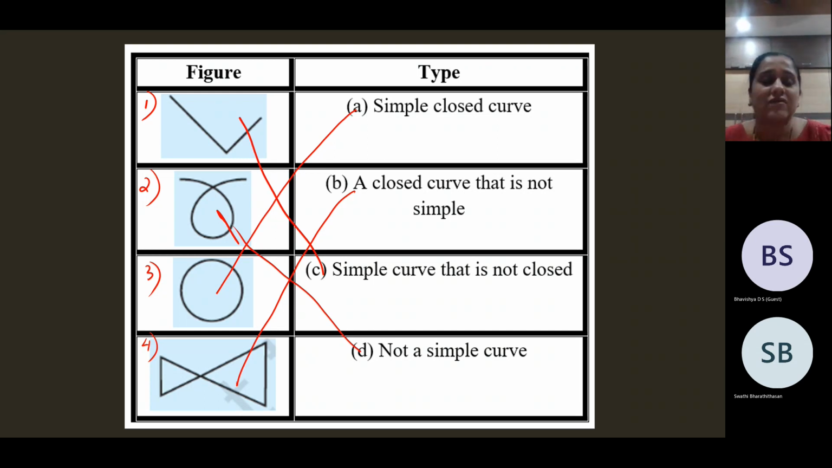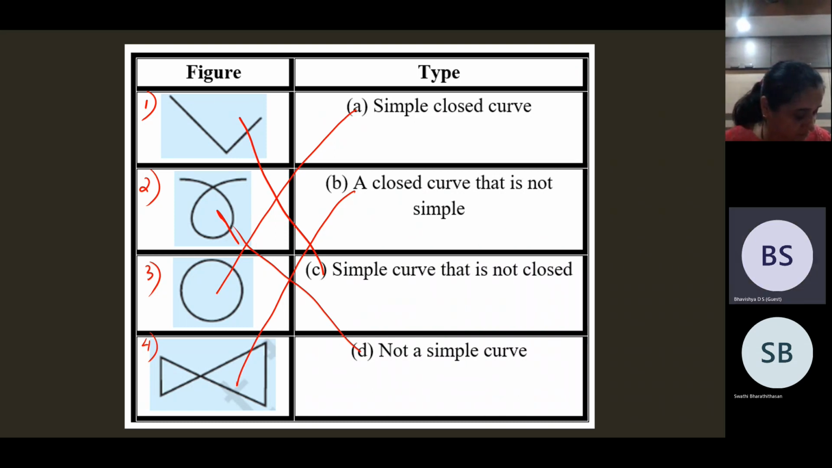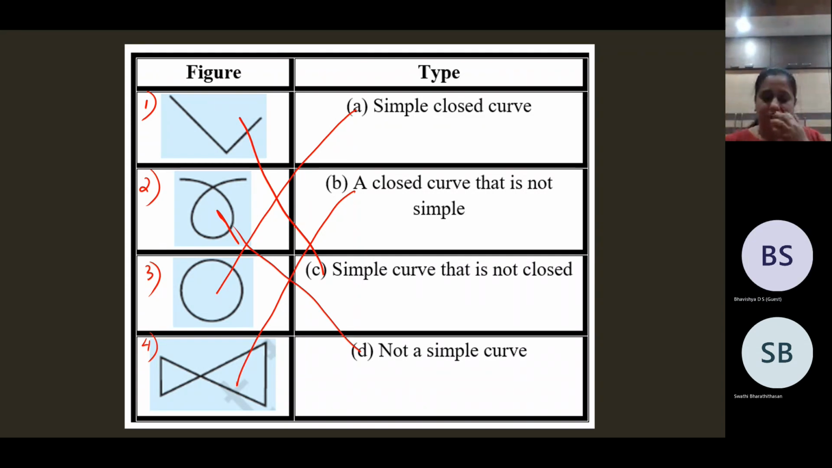All right, very good. Have you matched them like this? Ma'am, I have written the answers straight against the figure. Okay, against the figure you have written the correct answer. Correct? Yes, ma'am. Very good. All right.